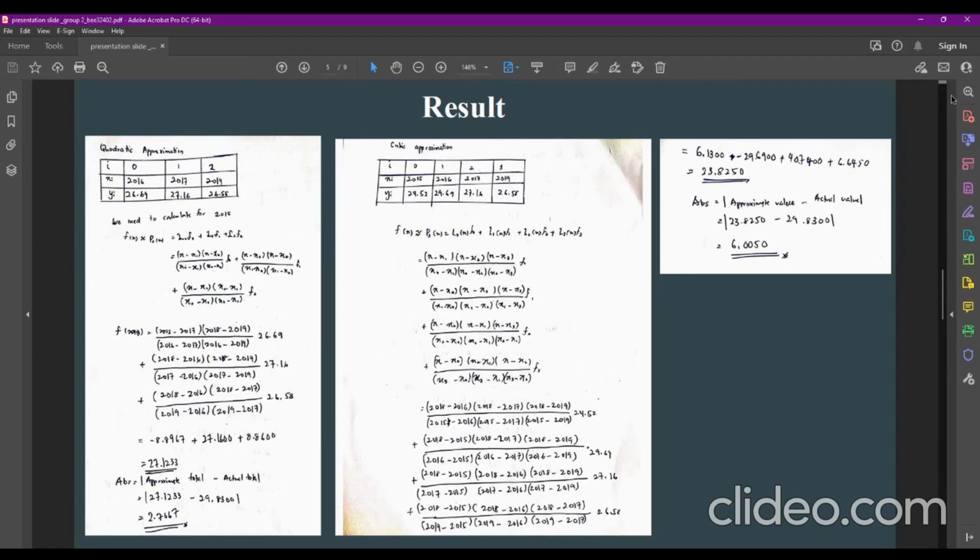Now I am Muhammad Nadzmi bin Fauzi. We'll talk about the results. First, for the quadratic approximation, I get 27.1233 and the absolute error is 2.7067. For the cubic approximation, I get 23.8250 and the absolute error is 6.0050.